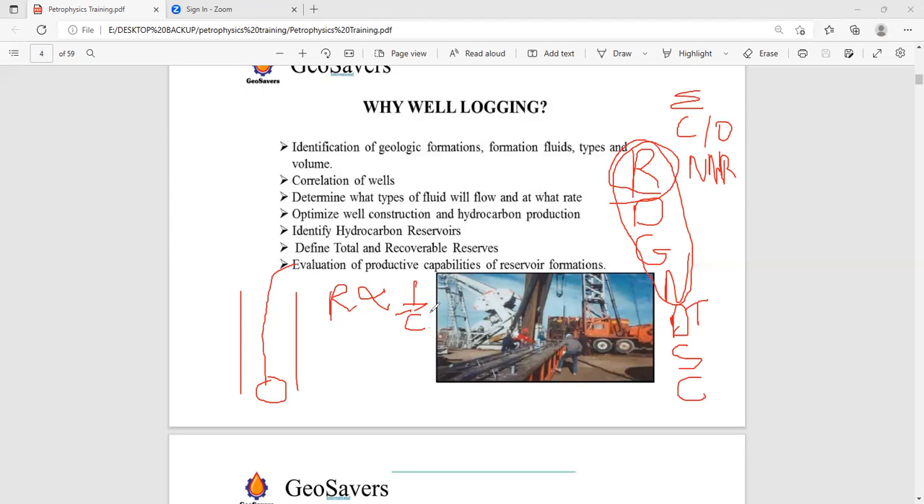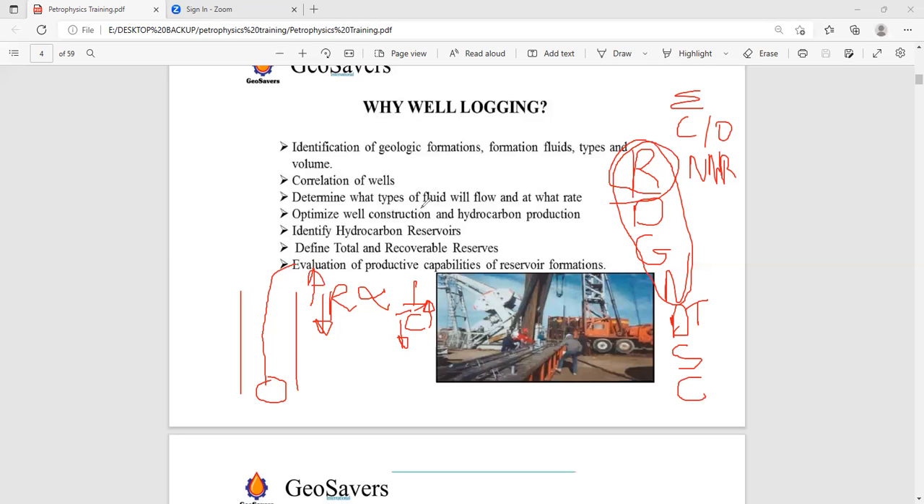This means that if the formation conducts highly, then it has a very low resistance. If the formation doesn't conduct, that means the conductivity reduces, so what does the resistance do? The resistance increases. So all of this depends on whatever we have inside the formation.